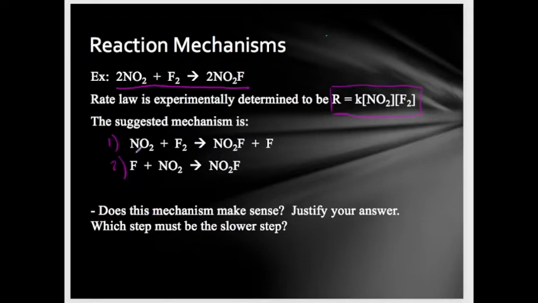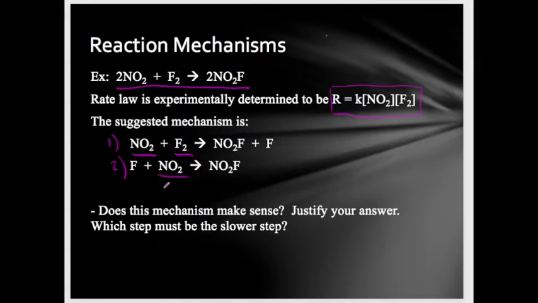First of all, let's see if this mechanism makes sense. What has to be true about it to make sense? Two things have to be true. First of all, it has got to add up to yield the overall reaction. So I can see that I have NO2 on the reactant side. That gives me 2 moles of NO2. I get 1 mole of F2.